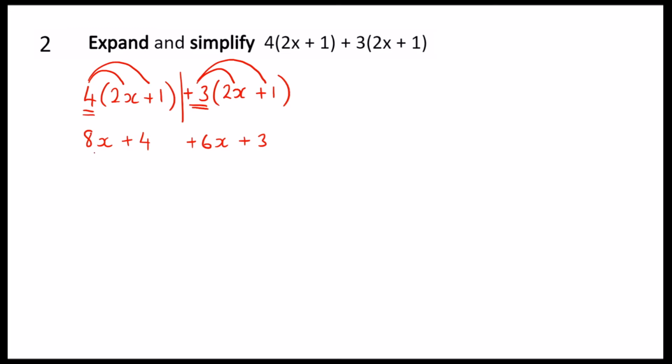So first of all, looking at our x terms just here, we've got 8x plus 6x. Again, think really carefully about what the signs in front of your terms are. 8x plus 6x gives us 14 x's in total. And then likewise we've got positive 4 and positive 3. If I have positive 4 and add 3 to it, I end up with positive 7. So that's my answer, 14x plus 7.